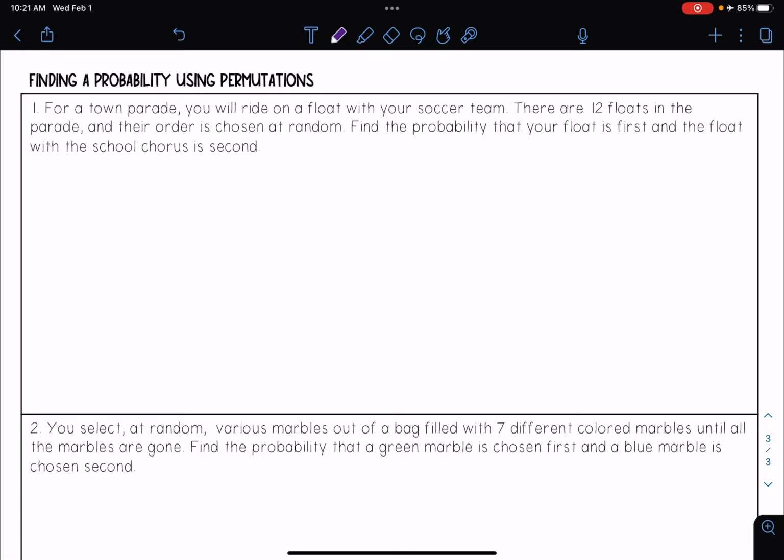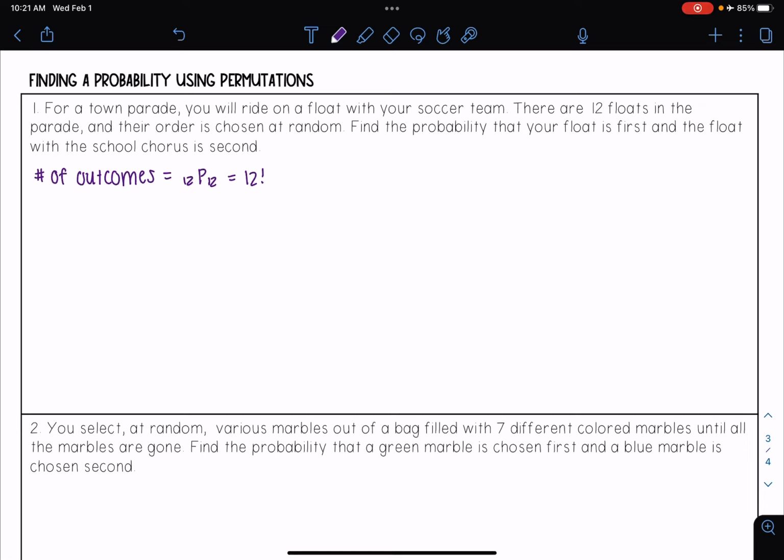First, I'm going to write the number of possible outcomes as the number of permutations of the 12 floats in the parade. So the total number of outcomes is the total number of ways those 12 floats can be ordered. And so that's just going to be 12P12. The number of outcomes is equal to 12P12, which we know from our formula is just equal to 12 factorial.